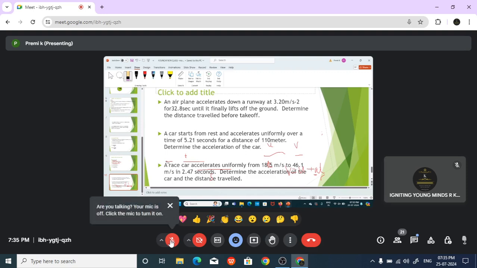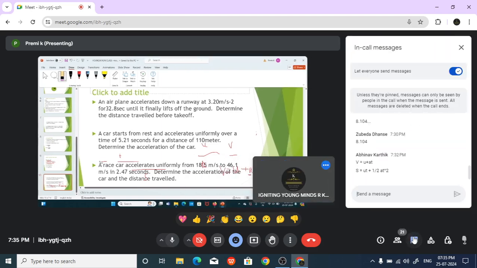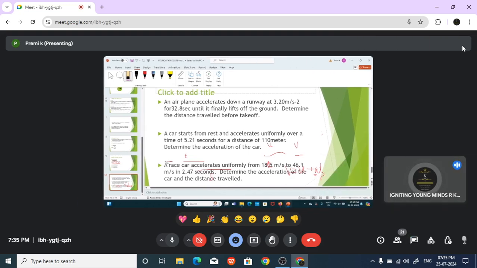I am getting 11.1. Acceleration is 11.1. Is it correct? A race car accelerates, that problem you are talking about, no? Yes, sir. That's right. Yeah, 11.1 I am getting. Then the distance traveled, I have to find out. Yeah, I hope all of you would have worked the first part and got the answer as 11.1.